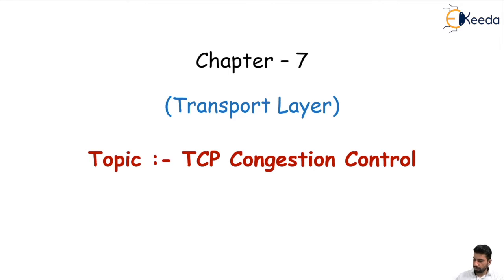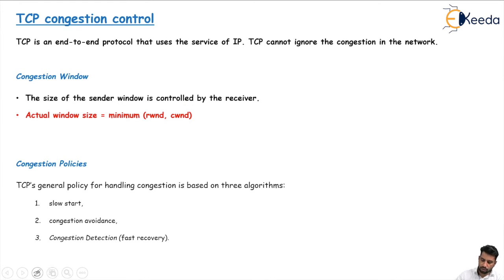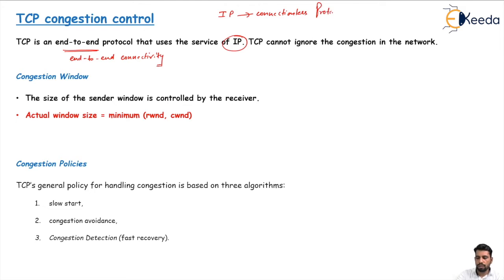So let's see. TCP is an end-to-end protocol, which means end-to-end connectivity is given by TCP. This is using the services of the IP protocol of the network layer, and we know the IP protocol is a connectionless protocol. Connectionless means there is no fixed path between the source and destination. Packets of the IP protocol can choose any path to reach the destination.